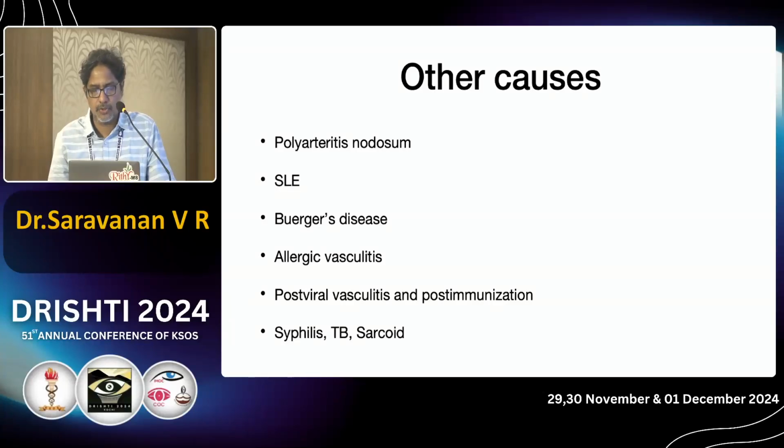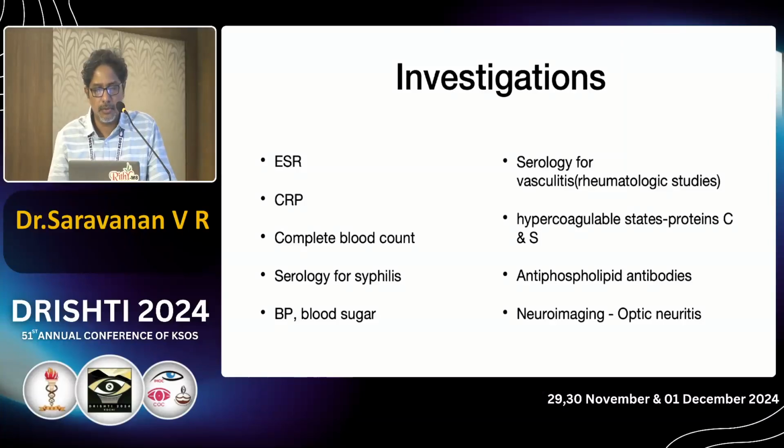Other rarer causes to keep in mind when the routine workup turns out negative are all these inflammatory diseases of the vessels, and also factor 5, which I missed out and I showed in one of the cases. So a routine blood count is enough in routine older patients with other significant risk factors.